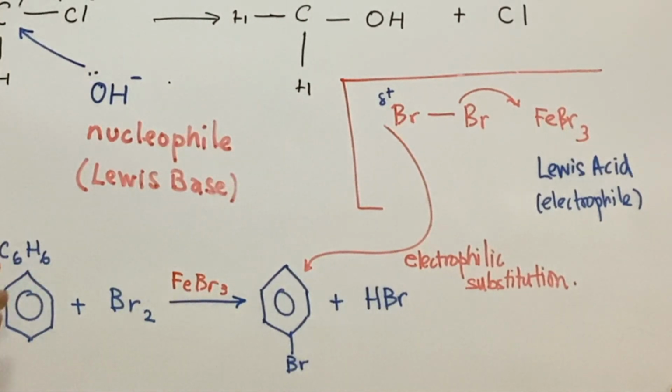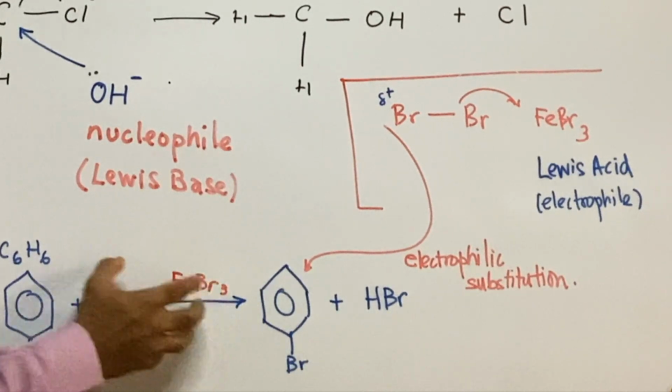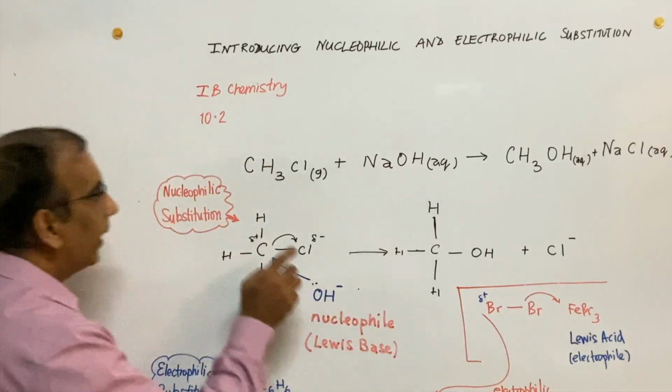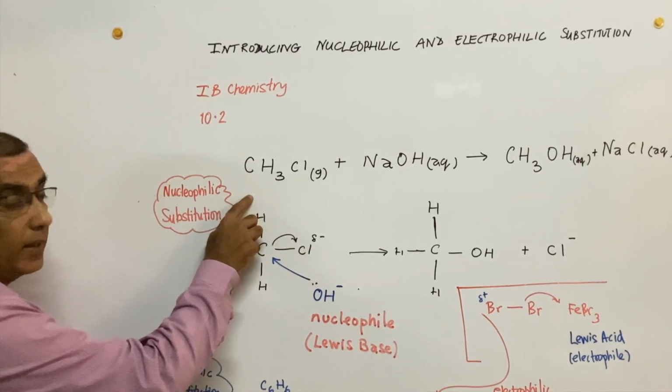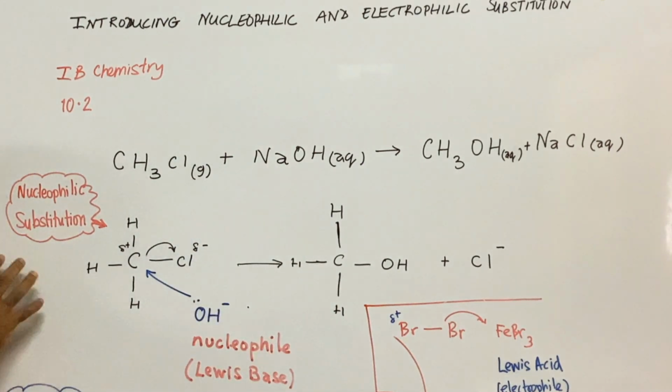So the reaction between benzene and bromine in the presence of FeBr3 catalyst is an example of electrophilic substitution, and the reaction between a halogenoalkane and a hydroxide ion or sodium hydroxide is an example of nucleophilic substitution.